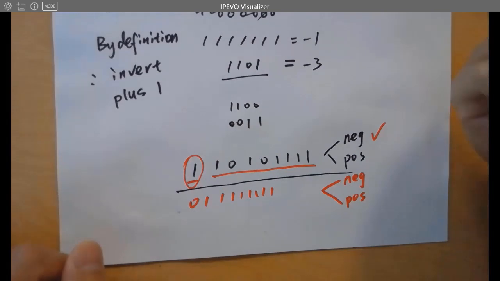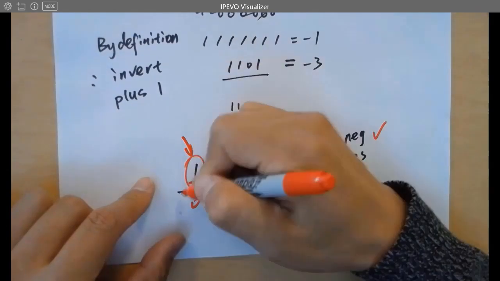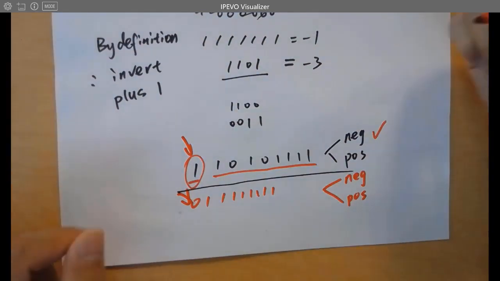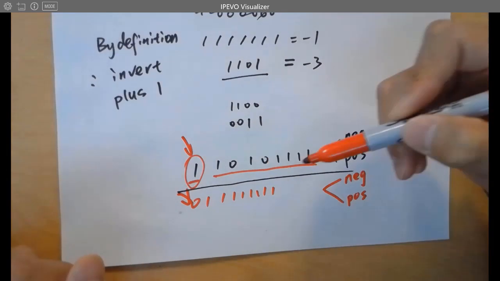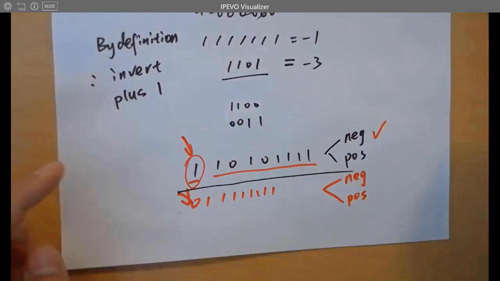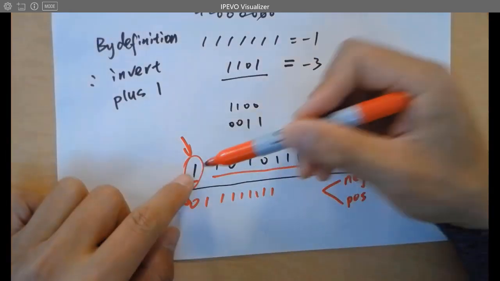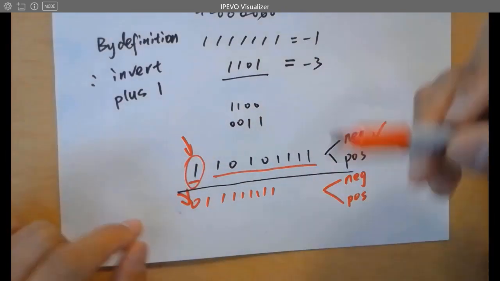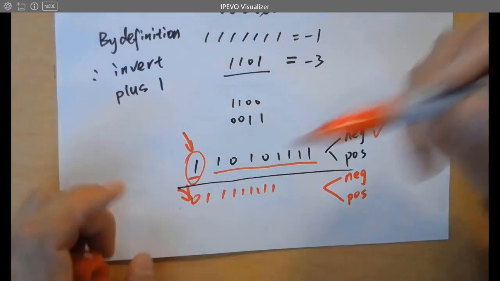So can we conclude that we only need to look at the MSB and we know if this 2's complement binary number is positive or negative? We can, right? If you have a 1 in the front, then we know it's a negative number. If there's a 0 in the front, it's a positive number, right?